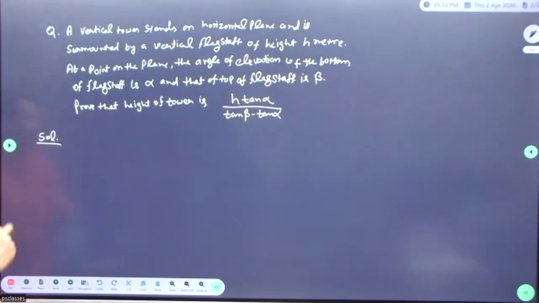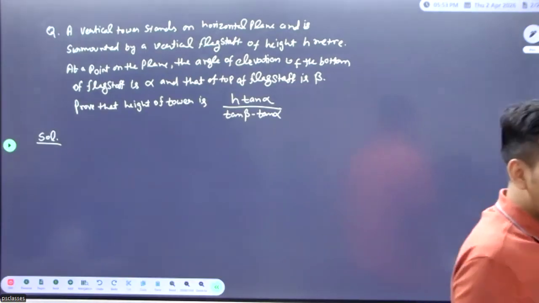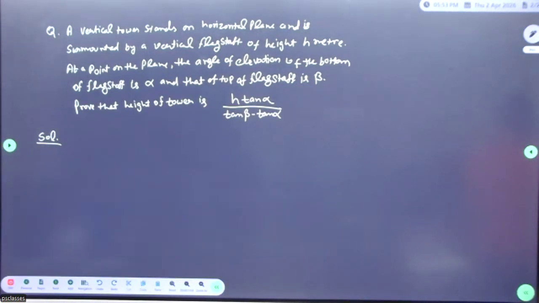So can you make the figure of this? Tower is on the flag. Flagstaff is on the tower.